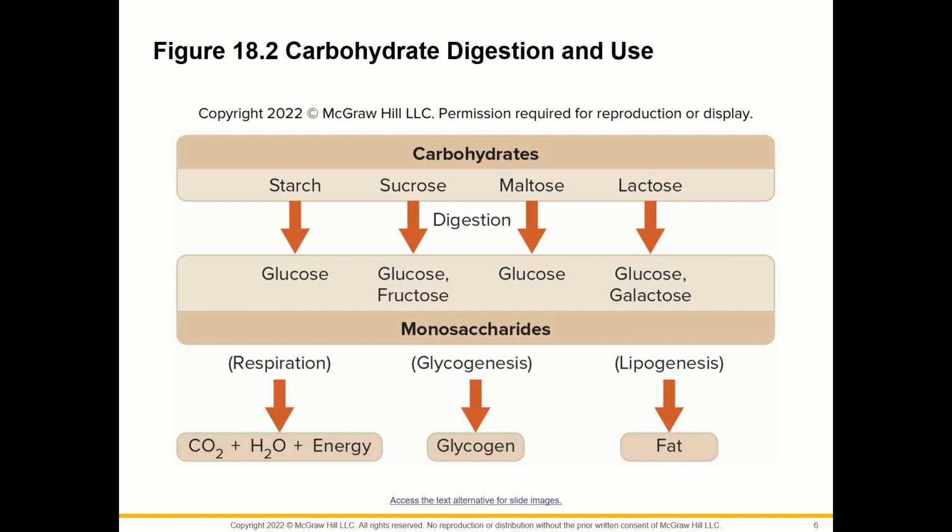Monosaccharides then are going to ultimately be converted into glucose, and then they'll be stored as glycogen or converted into fat if they are neither stored nor used for energy in the cellular respiration seen on the left-hand side of the figure.